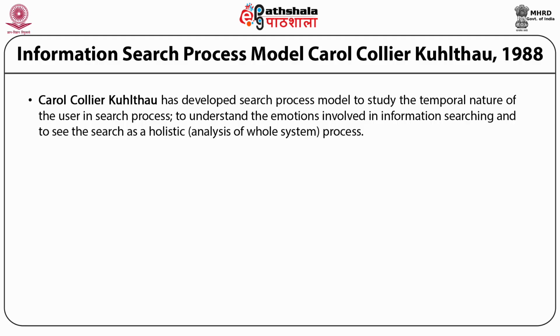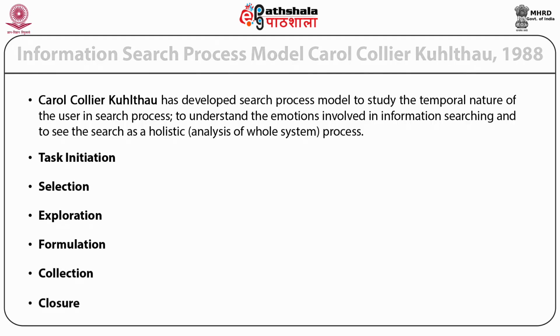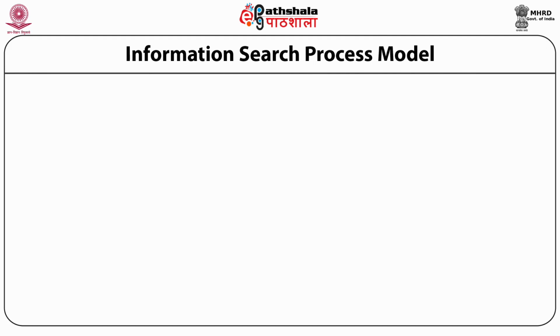in 1988. The information search process presents a view of information seeking from the user's perspective, and this model has 6 stages, namely task initiation, selection, exploration, focus formulation, collection and presentation. Now we will discuss all these stages in detail.